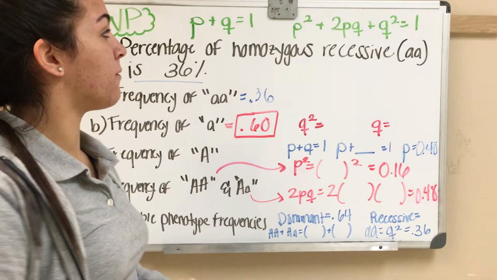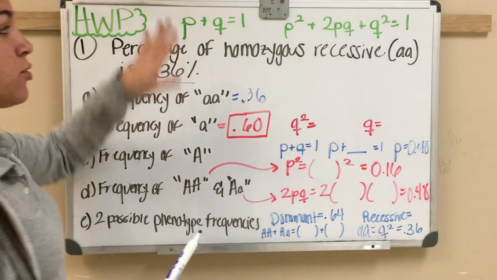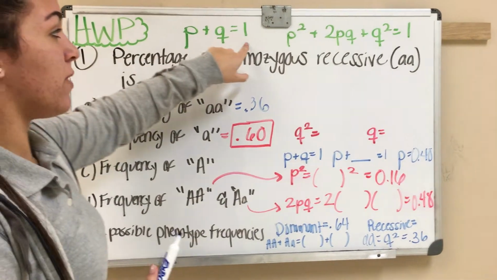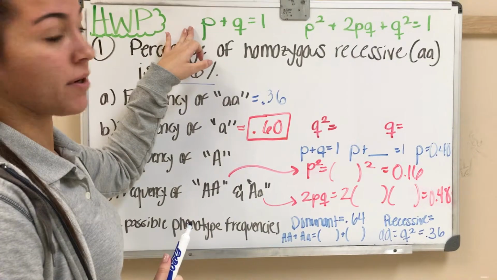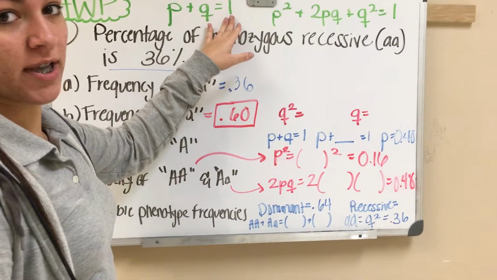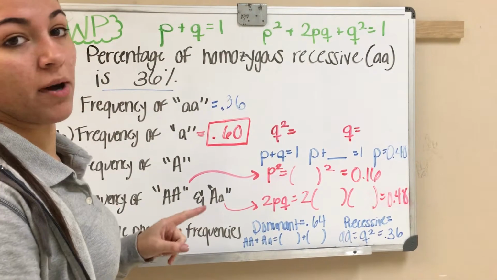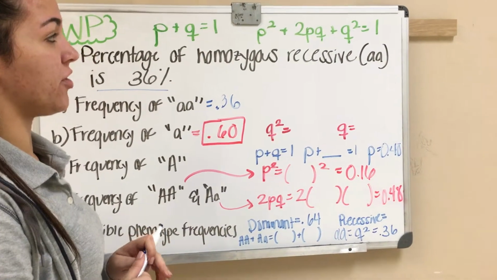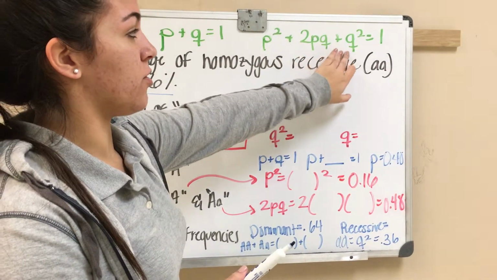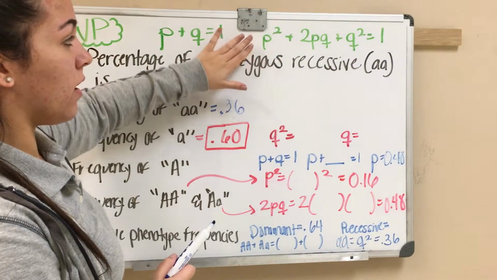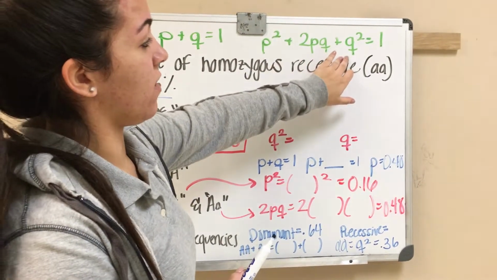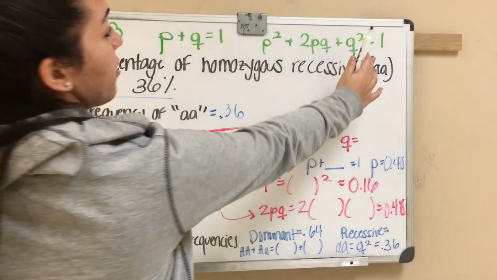One thing I forgot to mention before is that the Hardy-Weinberg principle gives you two formulas before even starting. The P plus Q equals 1. P is for dominant, Q is for recessive. It equals 1 or 100%, which is the total amount of offspring in the population. And also P squared plus 2PQ plus Q squared. This gives you homozygous dominant, heterozygous, and then homozygous recessive. And it also equals 1.